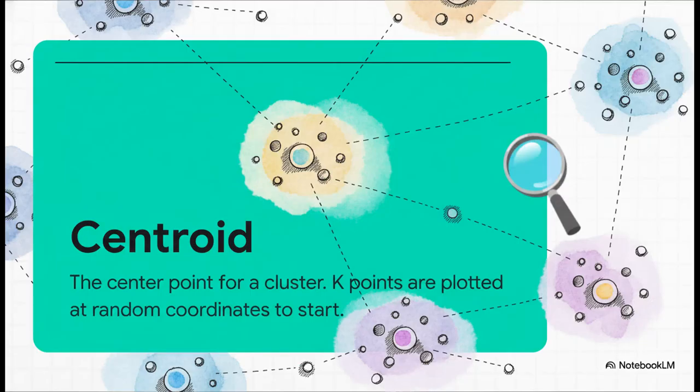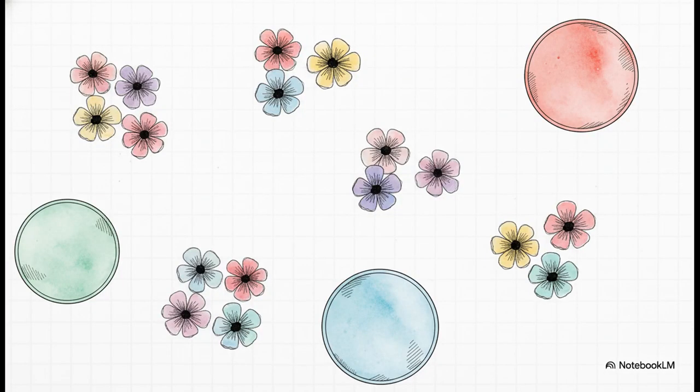Now to get started, the algorithm needs a kind of placeholder for the center of each of our 3 clusters. And these points have a special name, centroids. You can think of them as the temporary shifting heart of each group. And here's where the randomness begins. The algorithm just drops 3 centroids at completely random spots on our chart. Right now, they're just there. They don't mean anything yet, but that is about to change.